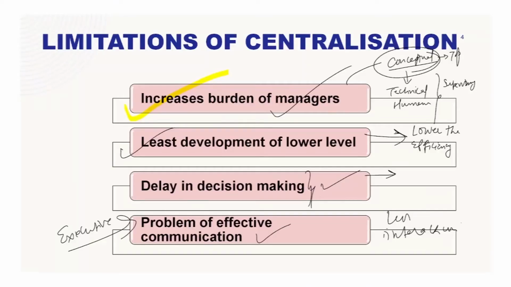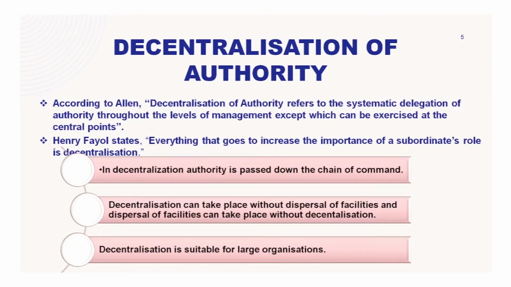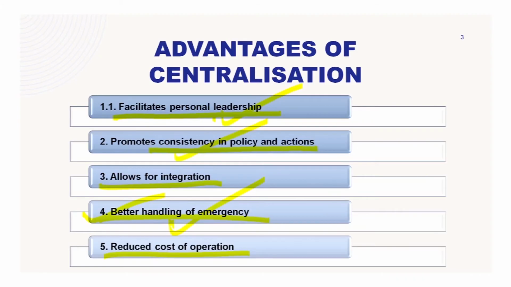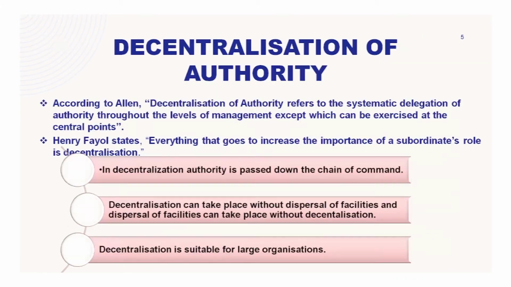So with this, we have seen the limitations of centralization as well. Now in centralization, we have understood the nature, or what centralization is, what benefits the manager will get, and what the problems with centralization are. Now moving beyond to the other side of this dimension of the organization, which is decentralization.